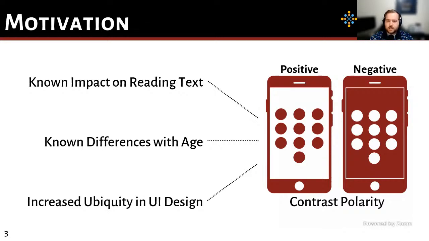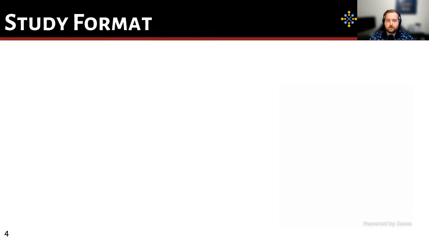In general, this is something that's coming up a lot more in user interface design. You can see it on websites, on Discord, on your phone. There's often a choice of whether you want to have it in light mode or dark mode, among other color modes as well. So in order to see how age interacts with this notion of contrast polarity, we ran a study.